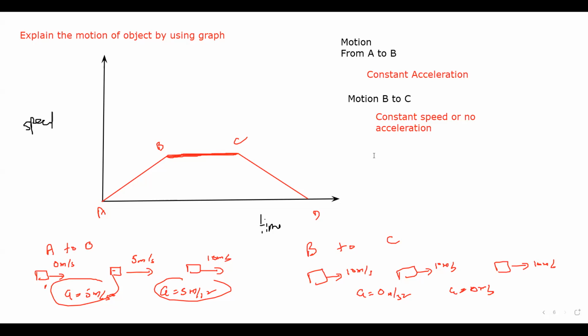And what is happening from C to D? From C to D, this object is having a constant deceleration. Why do we use the term deceleration? The term deceleration means that speed is decreasing, and because it's a straight line, it shows that speed is decreasing at a constant rate. Is it clear?